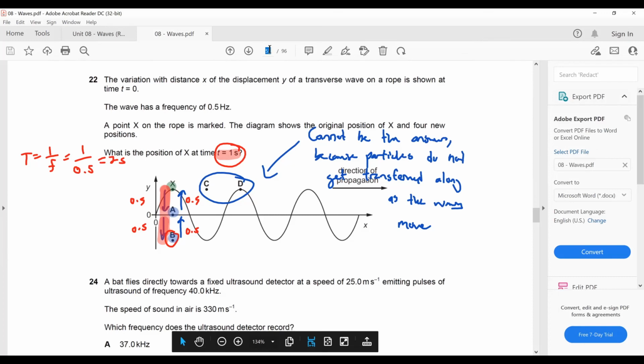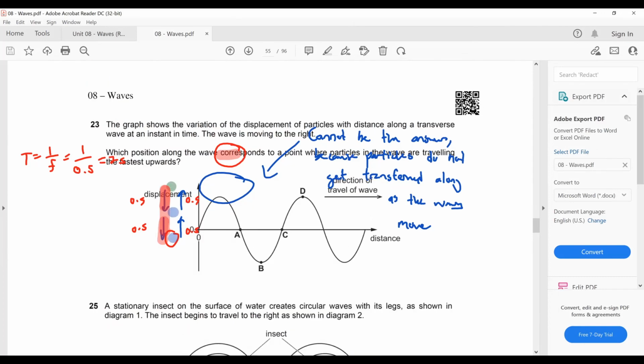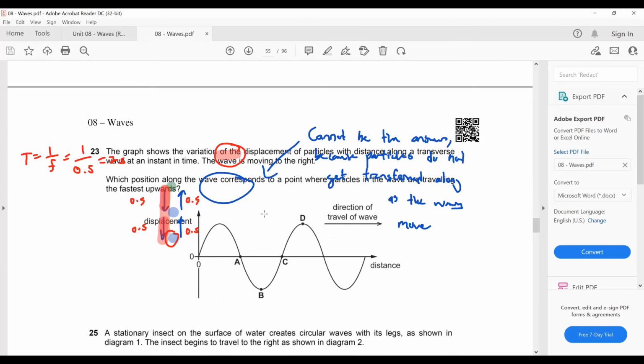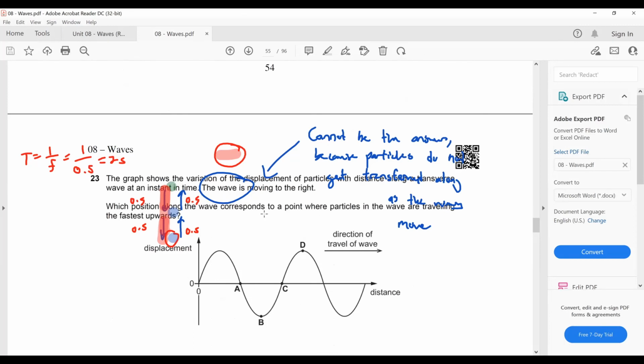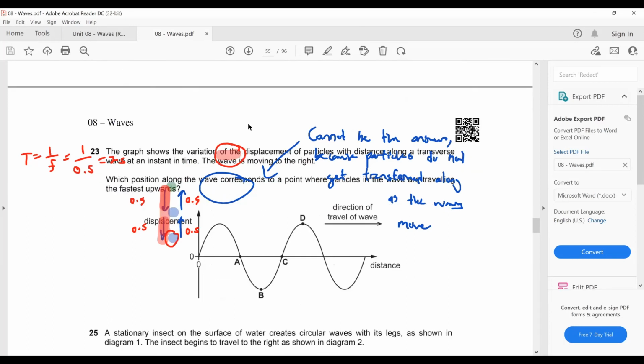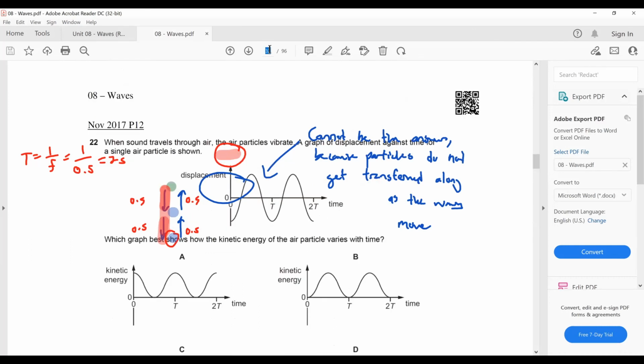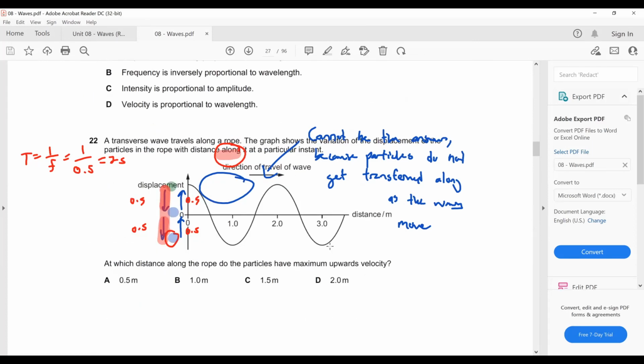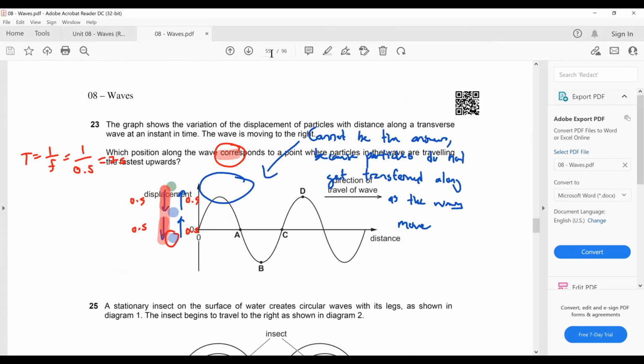So the next one that I should probably look at is page 57. No, this one is 51. Let me go to page 55. No, 55 is something that I've just done. Wait now, 32, 27. Okay, page 55, question 23.